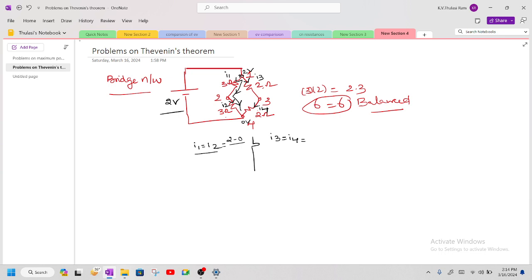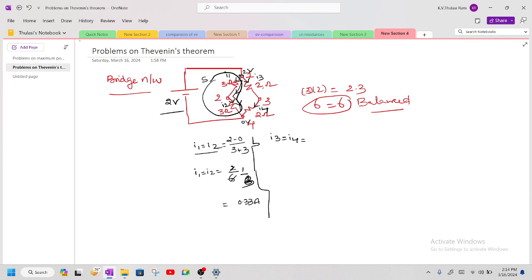You can see these two resistors are connected in series connection, divided by R, which is 3 plus 3. Therefore, you are going to get I1 is equal to I2 is equal to 2 divided by 6, which is nothing but 1 by 3. So what is the 1 by 3 value? 1 by 3 is nothing but 0.33 amperes is one magnitude of current.